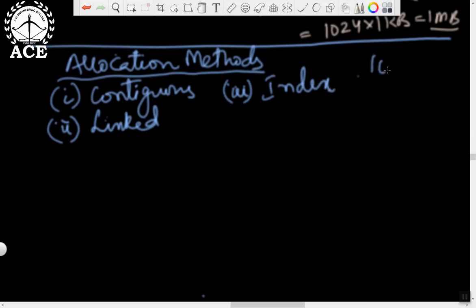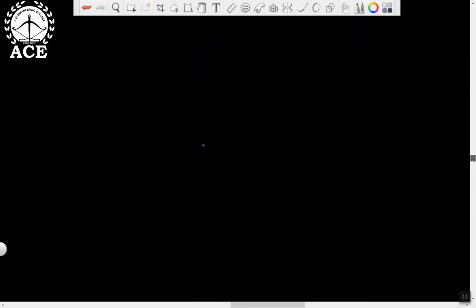Kindly remember, this is a 10 mark question. You can definitely expect a 10 mark question on this. This is a very, very important topic, allocation methods. We can also expect a numerical problem on this. So essentially I want everybody to get familiarized very well with these allocation methods: what is contiguous, what is linked, and what is indexed. So let's first start with contiguous allocation.